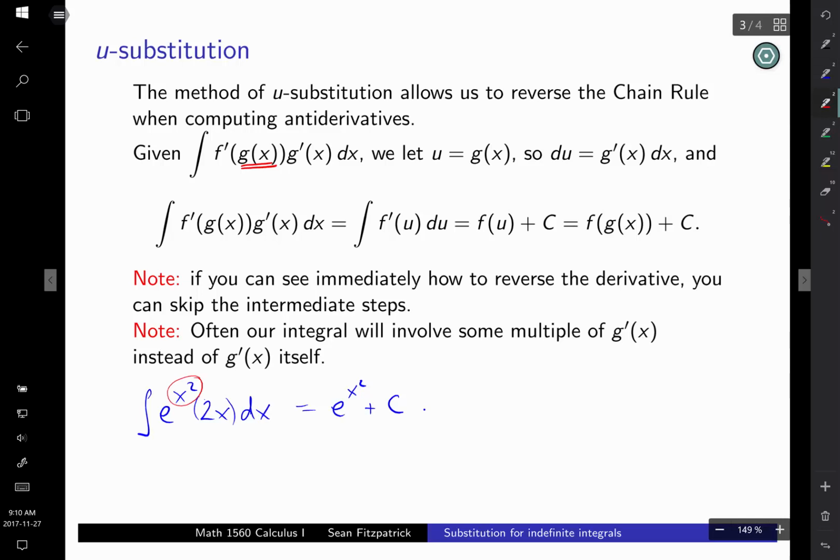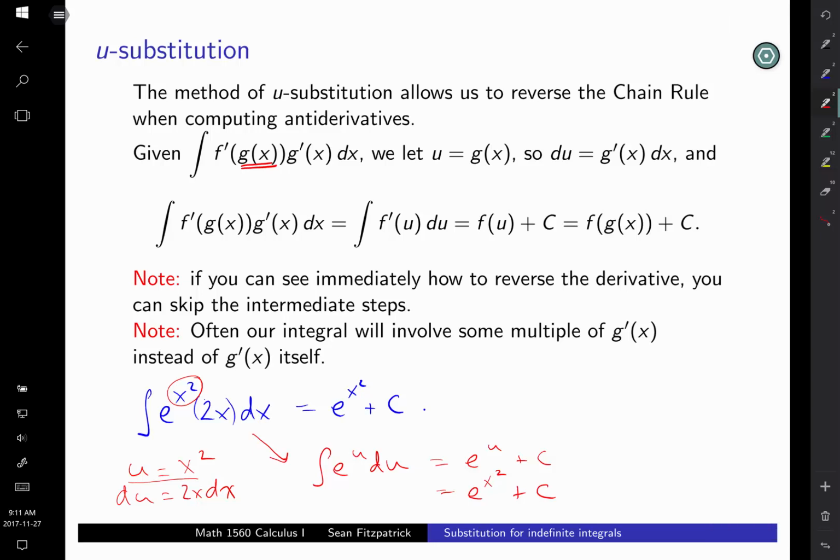I have this x squared being plugged into the exponential function, so that tells me that I should let u equal x squared, and that means that du is 2x times dx. Then this becomes the integral of e to the u times du, and e to the u is its own antiderivative, so e to the u plus c, so it's e to the x squared plus c, substituting back in that u is equal to x squared. Okay, so if you see it right away, jump straight to the answer.